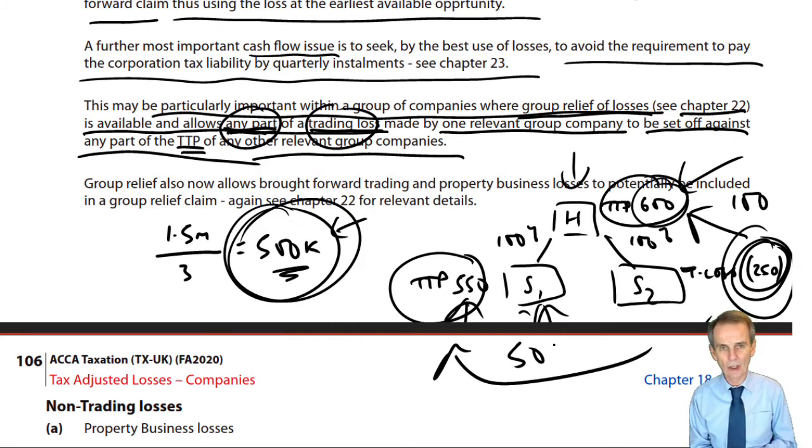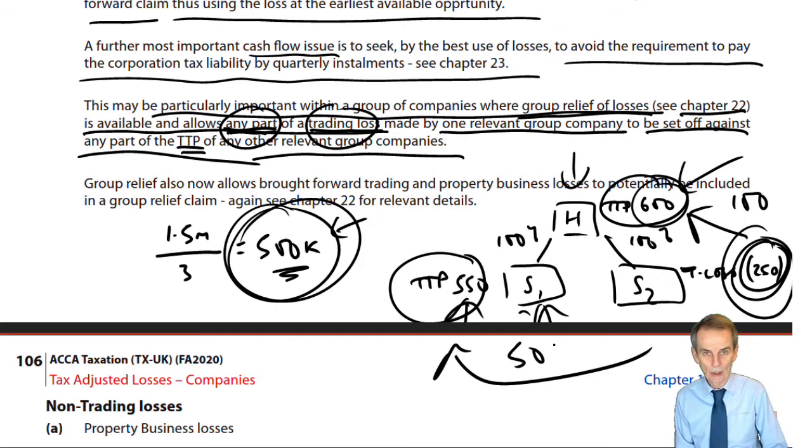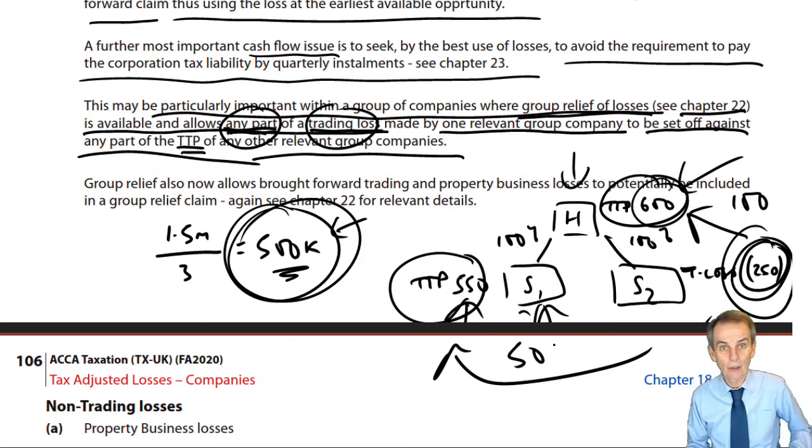100,000 against H to bring it down to 500, 50,000 against S1 to bring it down to 500. The other, again, 100,000, you could group relieve that. You could take out more of the profits of holding company or S1. You could use it within S2. That's down to you to decide.